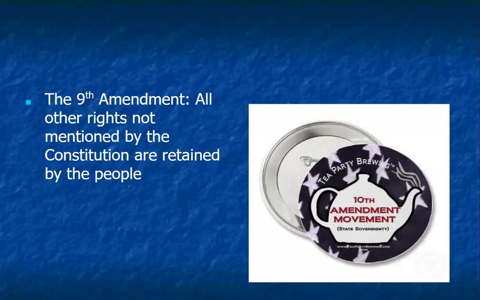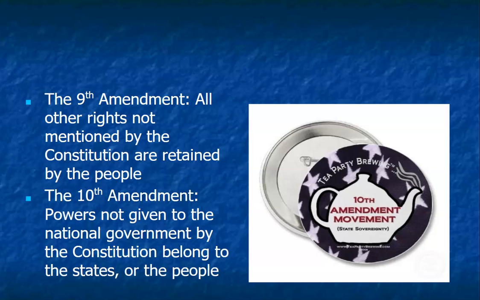Now, the Ninth Amendment says rights not mentioned by the Constitution are still kept by the people. Remember I had said before in class about a right to privacy. You'll not find a right to privacy in the Constitution itself. But the Ninth Amendment says just because we don't list these rights doesn't mean you don't have them. You still have these rights.